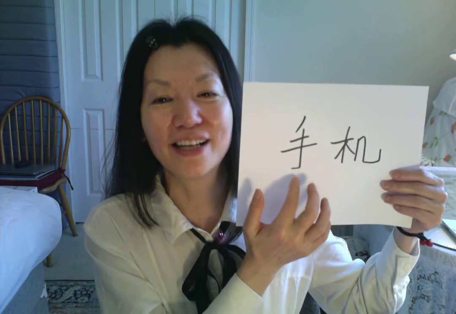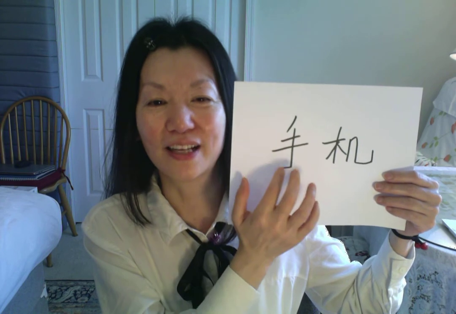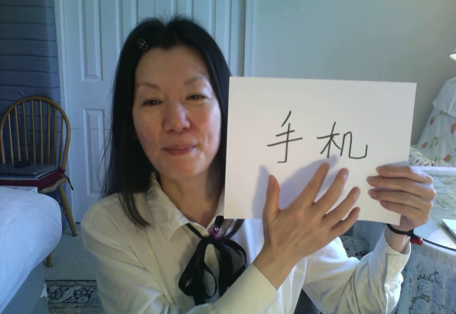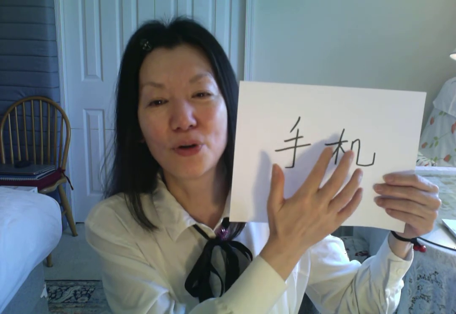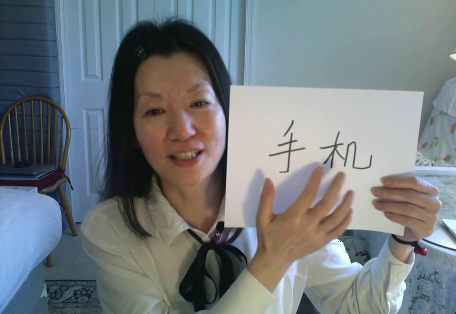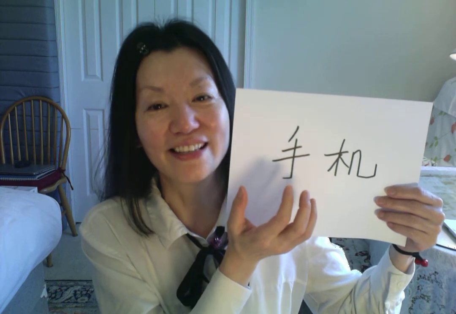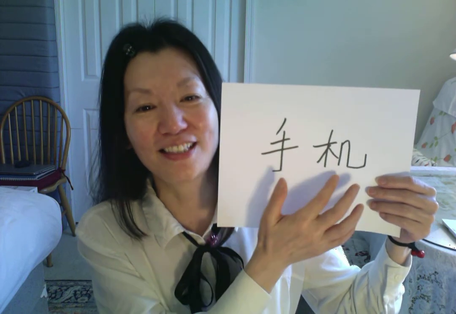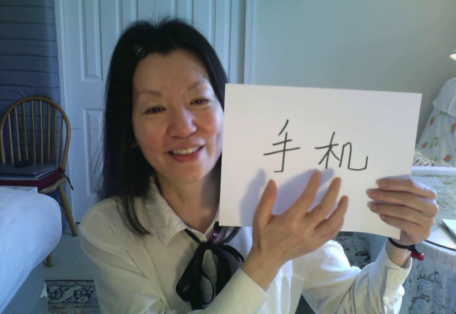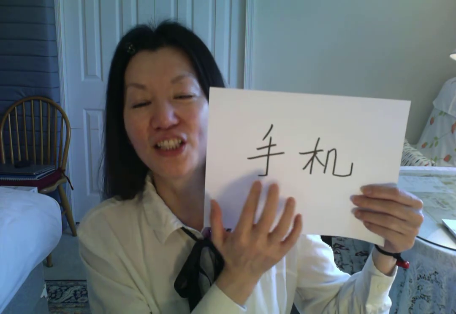Shǒujī, one more time. Shǒujī, like sofa. This character we pronounce shǒu, means the hands. Jī by itself is a machine. Shǒujī is cell phone. This machine you can keep in your hand. Yeah, cell phone. Shǒujī.